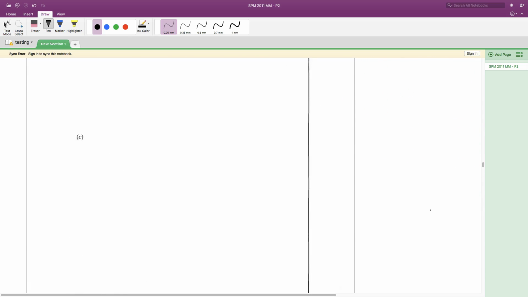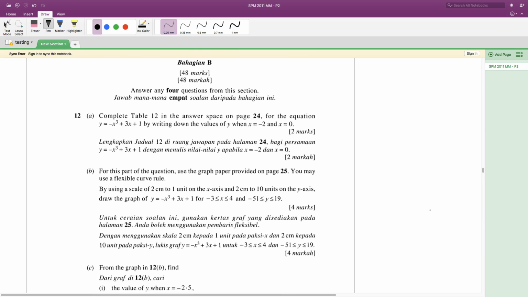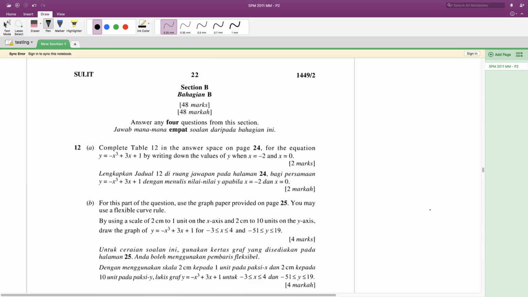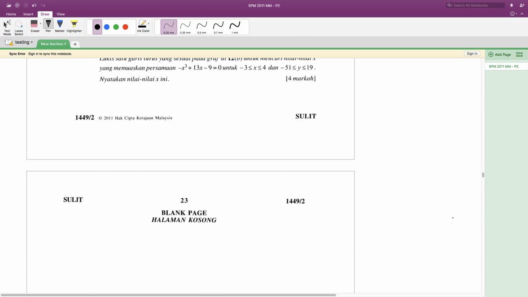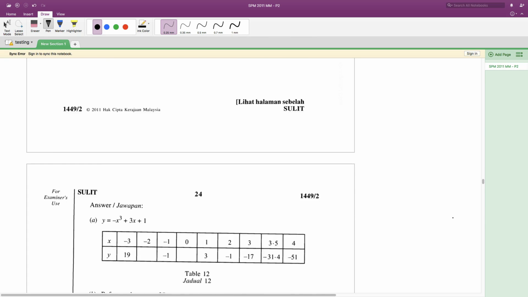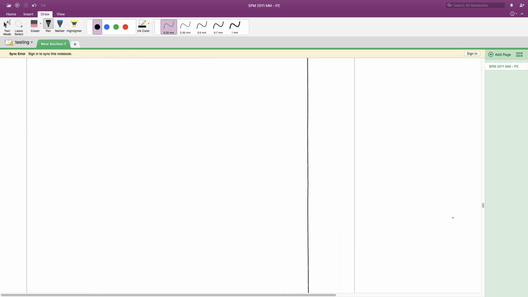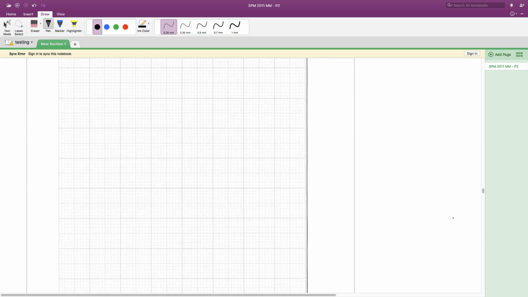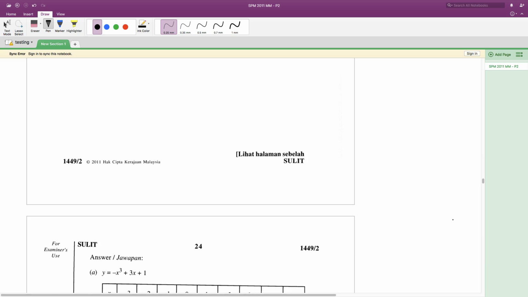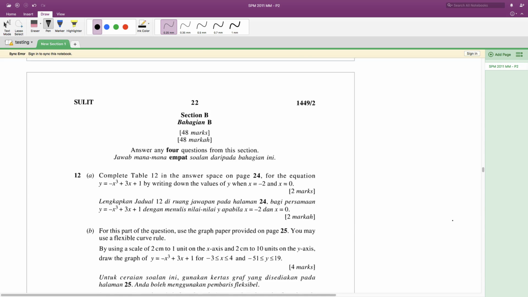Okay, any question? If no more, finally we go to section B. I think in section B, I will skip one question, which is the plotting one, because it's quite hard for me to draw it here, but I will try to explain it even if I skip it. Okay, start from the first one.